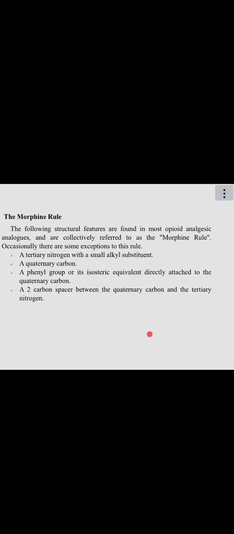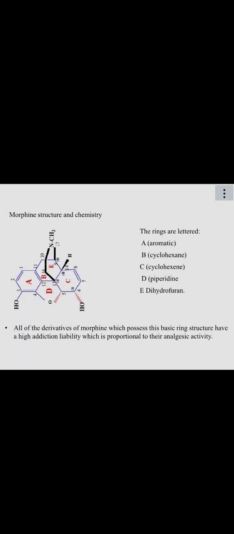Then I think this has come a bit too early, and I want us to first look at the structure of morphine before we look at the morphine rule. So let us first understand the basic structure of morphine. The first thing I want us to understand is the numbering of the morphine, and before you even look at the numbering, let us look at the type of rings we have.